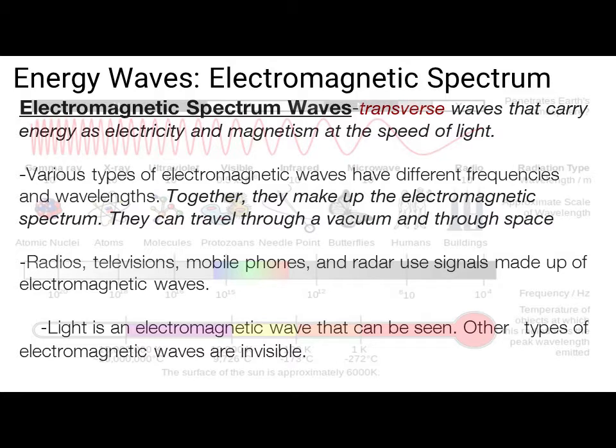Electromagnetic spectrum waves are transverse waves that carry energy as electricity and magnetism at the speed of light. Now, various types of electromagnetic waves have different frequencies and wavelengths, and together they make up the electromagnetic spectrum. They can travel through a vacuum and through space, and radios, televisions, mobile phones, and radar use signals made up of electromagnetic waves. Light is an electromagnetic wave that can be seen. Other types of electromagnetic waves are invisible.